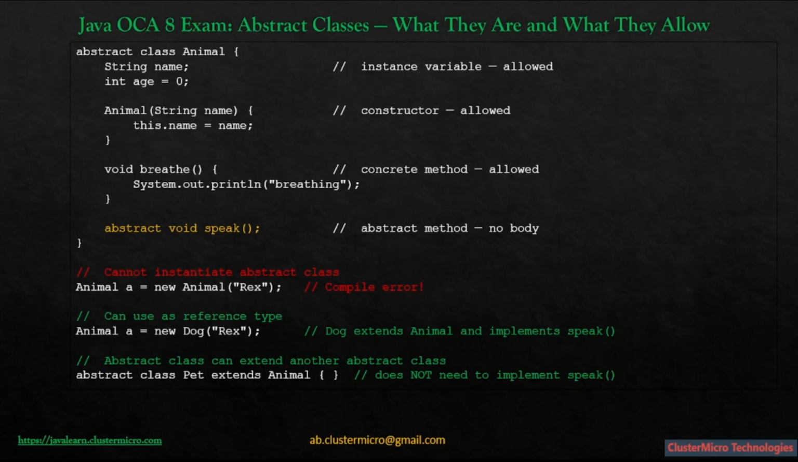The complete picture of what abstract classes can and cannot do: it can have constructors, instance variables, concrete methods and abstract methods. But what it cannot do is be instantiated directly with new. It can be used as a reference type pointing to a concrete child object. We have to remember that.